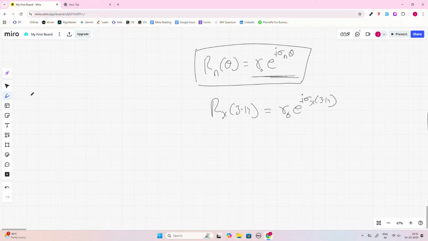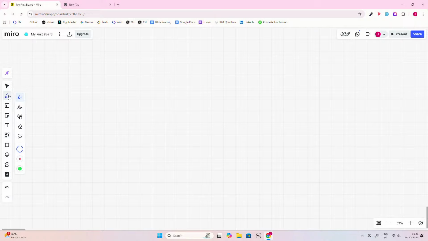Now let's go to multi-qubit gates. Multi-qubit gates are very easy, very straightforward. How can you convert a single gate into a multi-qubit gate? Simple: put the word control in front of it, and it will become a multi-qubit gate, or more precisely, a two-qubit gate.